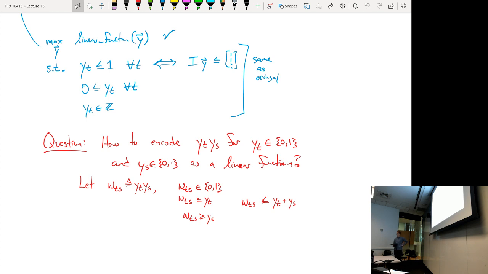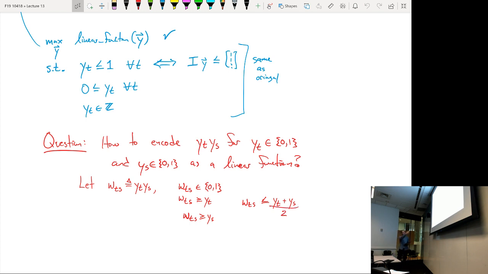No, not quite. So if they're both 0, then it works. But what if only one of them is 0? Then it's just WTS less than or equal to 1. So how can we fix that? Yeah, just divide by 2. Voila.